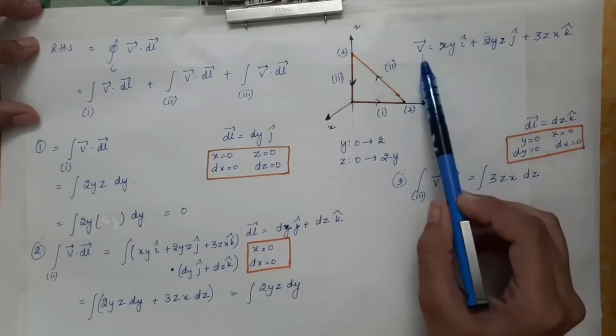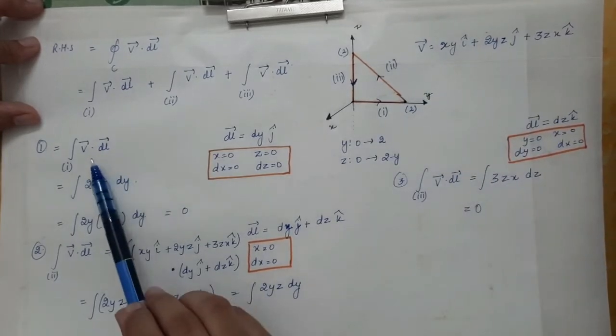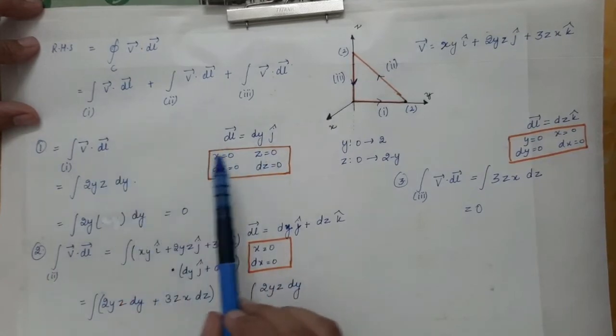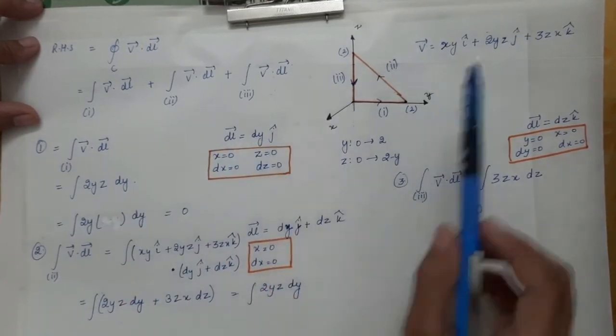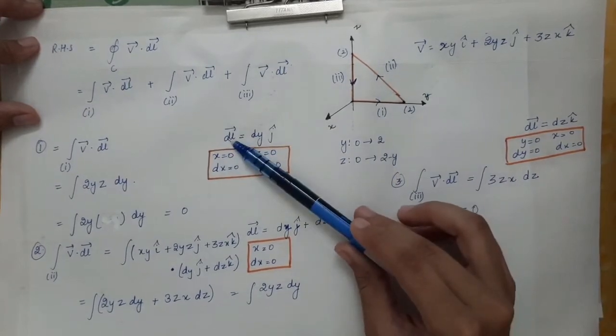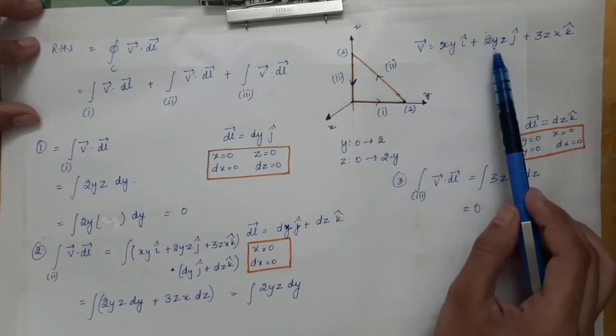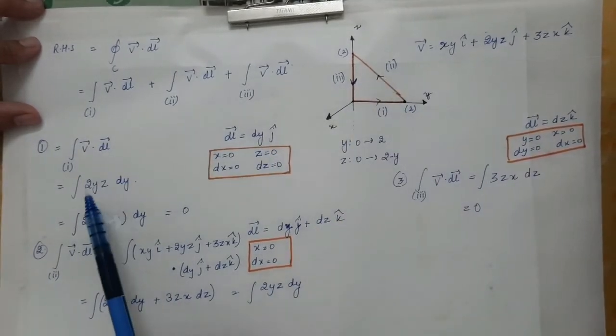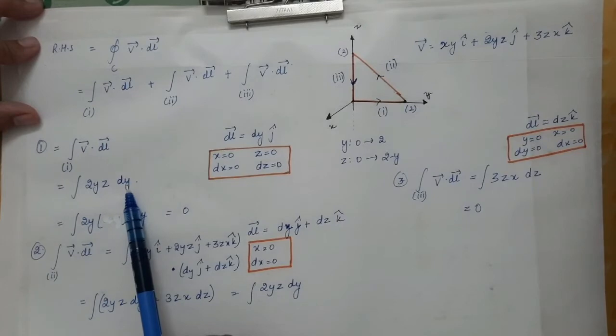There are 3 components of vector v. So only the non-vanishing term will be the y component, because here we have dl vector equal to dy into j cap. So when we do the dot product of vector v with the dl vector, you will just get 2yz into dy. So only the y component will be there.